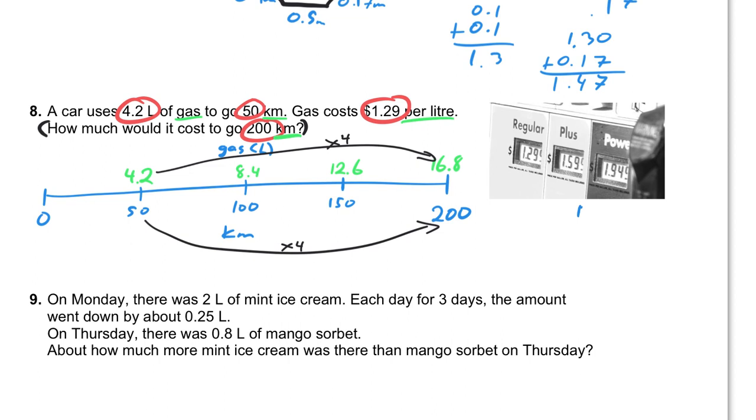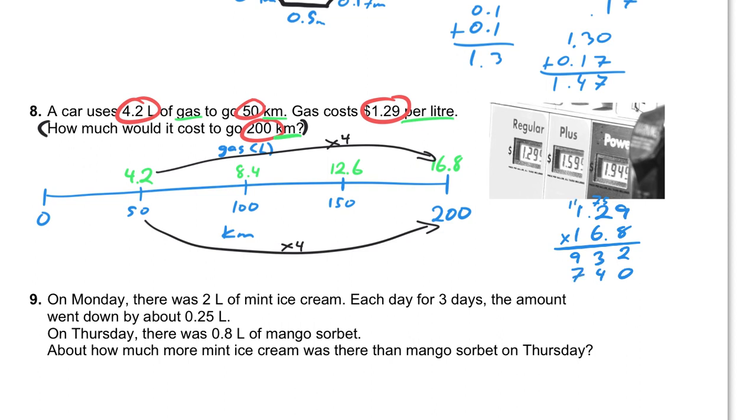We've got $1.29 times 16.8. We multiply those together. Let's go ahead. 8 times 9, 72. 2 times 8, 16. Plus 7, 23. Carry the 2. 1 times 8 is 8, plus 2 is 10. Put a 0. 6 times 9, 54. 6 times 2 is 12, plus 5, 17.